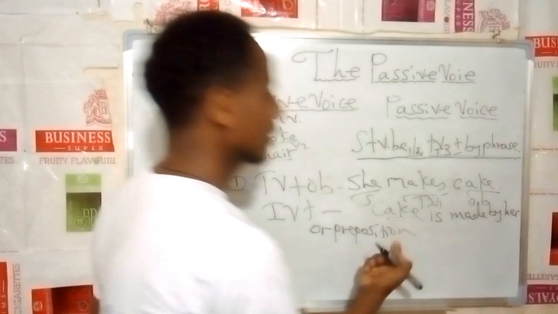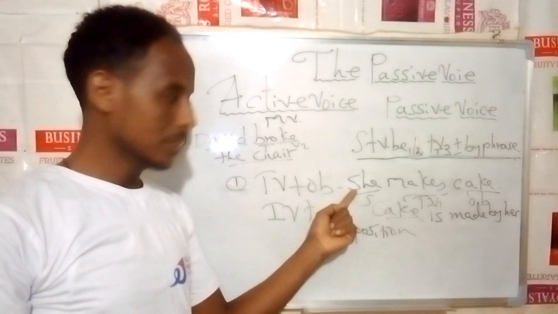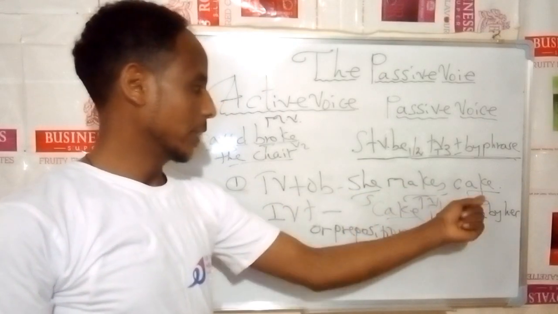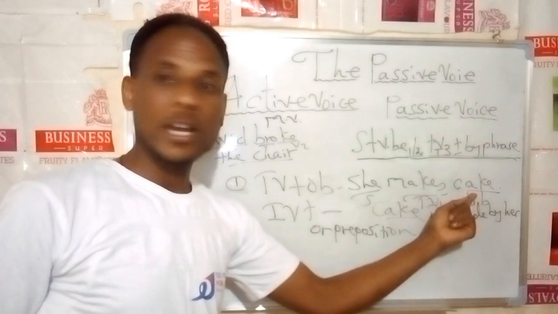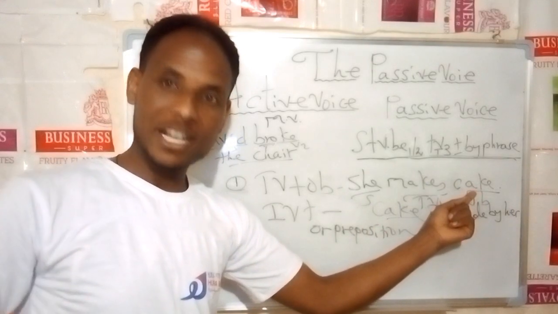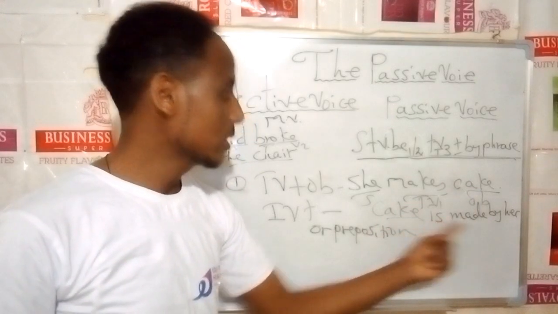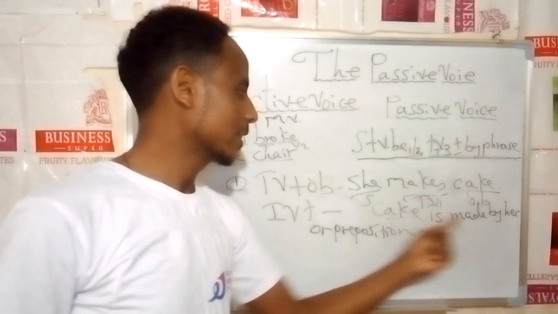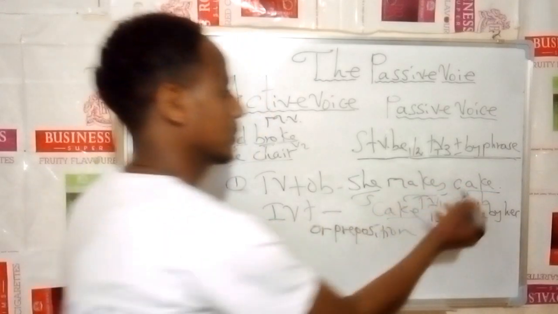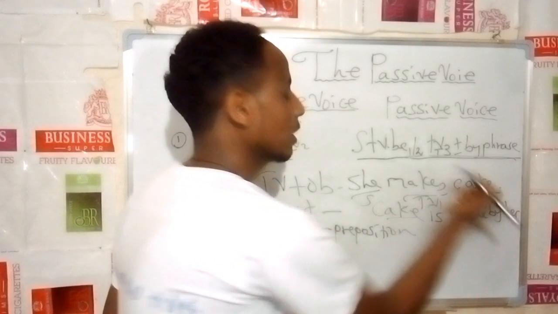So this is the subject, which was the object of the active voice. She makes cake. So cake was the object of the active voice. That's why an object from the active voice becomes the subject for the passive voice. Cake is made by her. She makes cake, or cake is made by her. So the verb is transitive because it's followed by an object, cake.